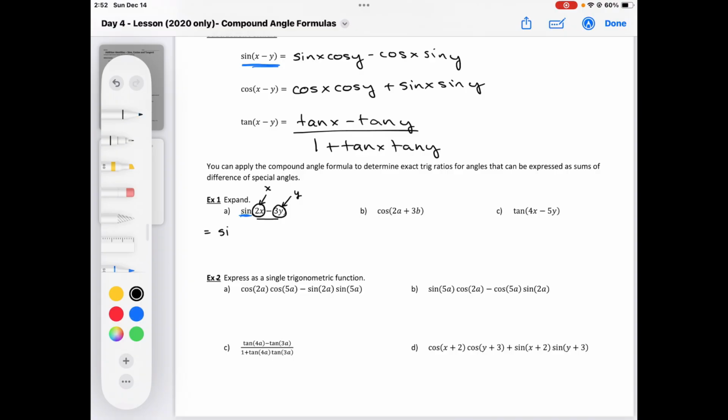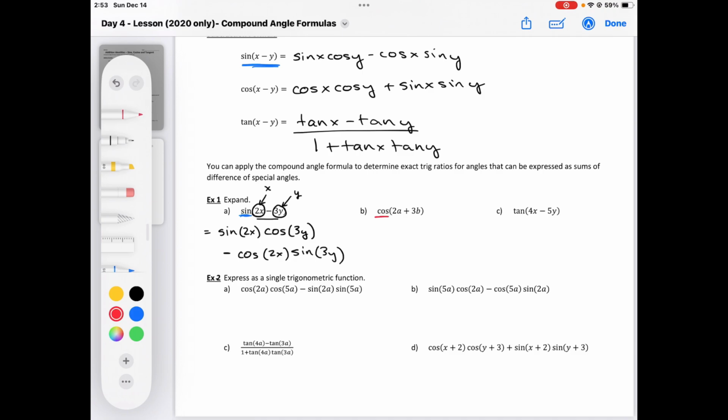And so when we expand that, we've got sine x, which is 2x in this case, times the cosine of 3y. And we're going to subtract, I'm going to write it down below just in the interest of space, cos x, which is 2x, and then sine y, which is 3y.